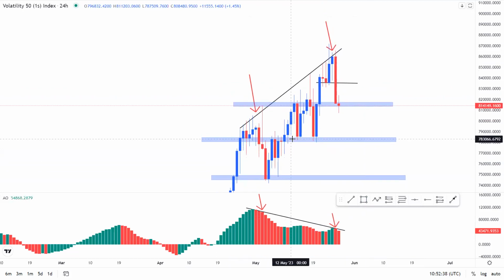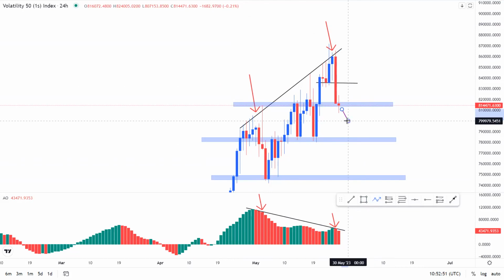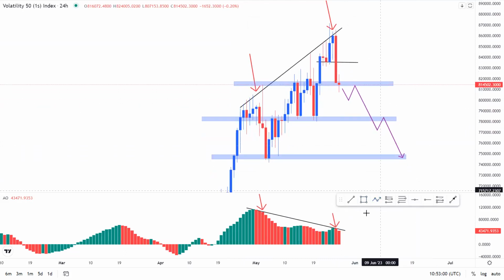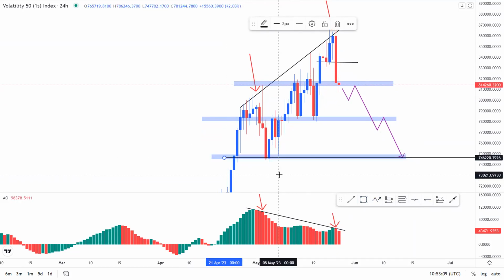Like I said, this is a clear case of a bearish divergence, indicating that a sell-off is imminent. What I would expect from the Volatility 51S index is a very clear daily candlestick close below this level, and then a retest to continue the further sell-off, with this level as my first take profit target.